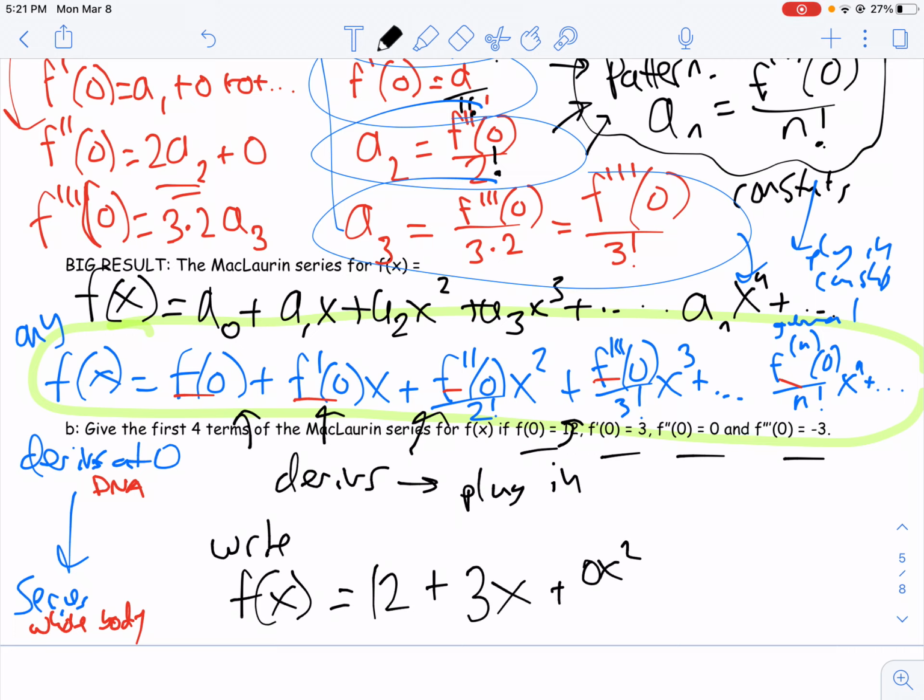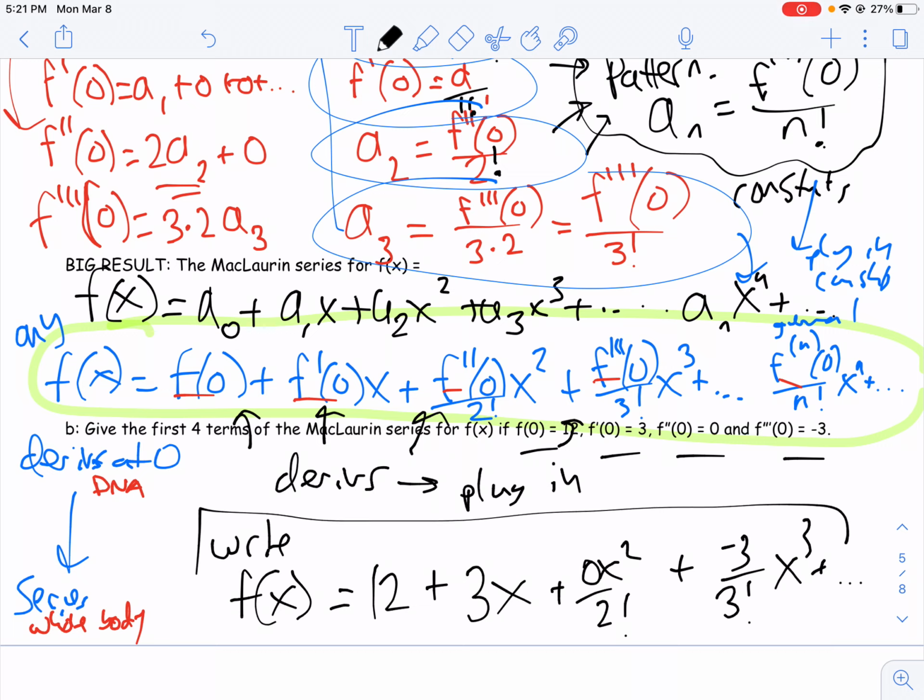So 0x squared over 2 factorial. My third derivative was negative 3 over 3 factorial times x cubed. Okay, and there we go. Those are the first 4 terms of the series. You can clean it up a little, but those are the first 4 terms of your series as long as you're given those derivatives. Great.